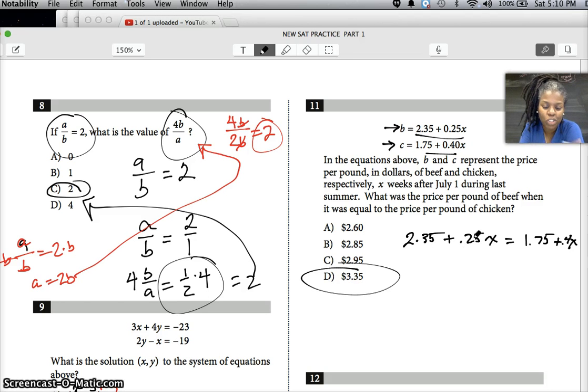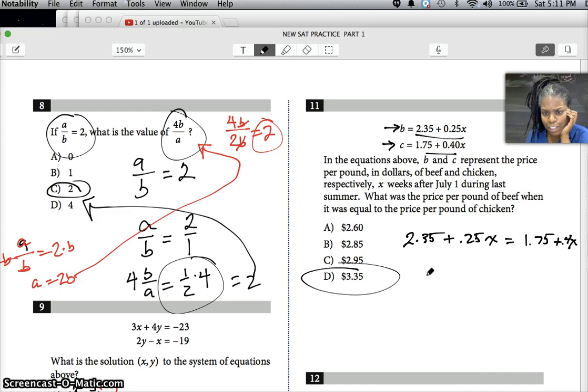I want to caution you, solving for x is not going to give us the answer to the problem, but what it will do is tell me the number of weeks after July 1st, and then it'll tell me when the prices were equal. So after I solve for x, I'm going to have to put that value back into the equation to solve for the actual problem, because they want to know the price per pound of chicken or beef during this time when they were equal, okay?